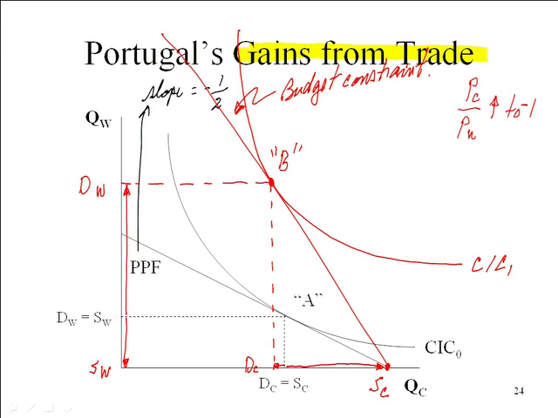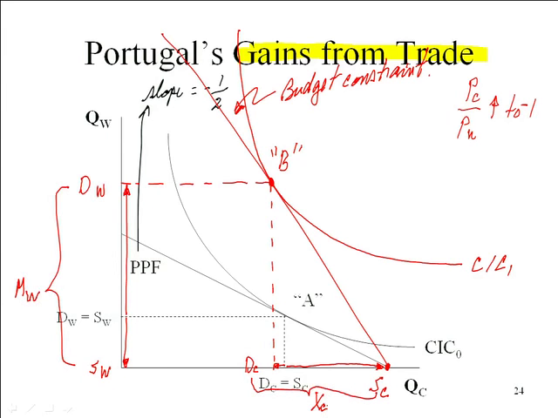Now, of course, if you're consuming more than you're producing, these have to be your imports of wine. And of course, you need to be exporting something to pay for that, so these are your exports of cloth, the difference between your domestic production and your domestic consumption. Yes?